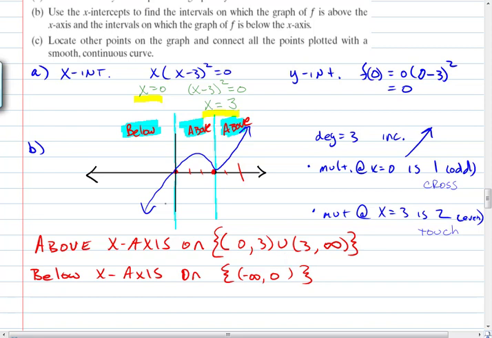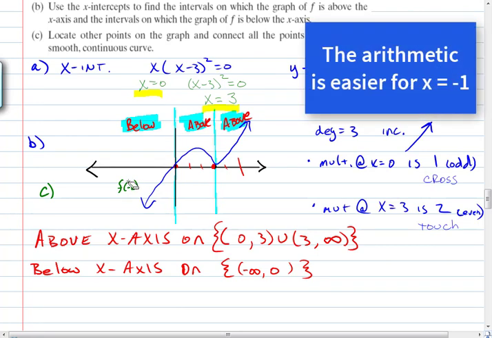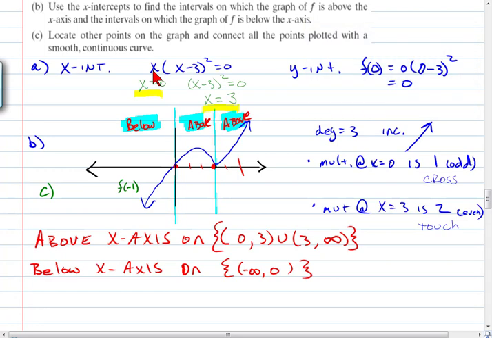So I could take a point in this interval. I could look at f of negative 2. What is f? Let's not use negative 2. Let's use negative 1. Go back to your function, and we plug in a negative 1 here. Negative 1 minus 3 is negative 4, and negative 4 squared is 16, and 16 times negative 1 is negative 16. So this point right here would have to be at negative 1, negative 16. So I got to put a point way down here just to refine my curve.